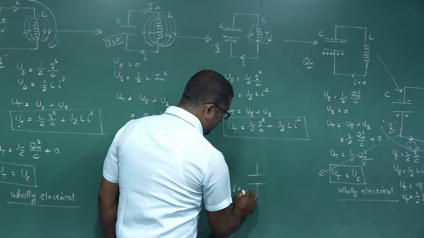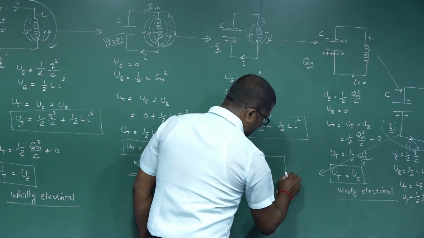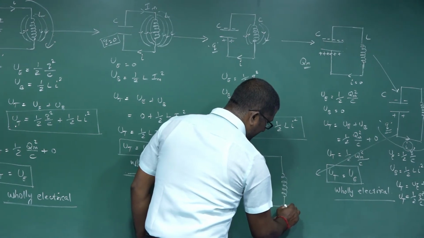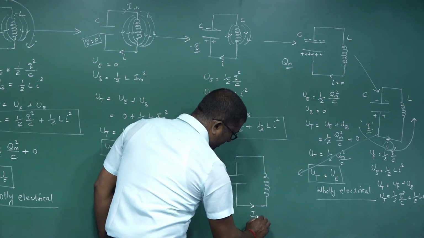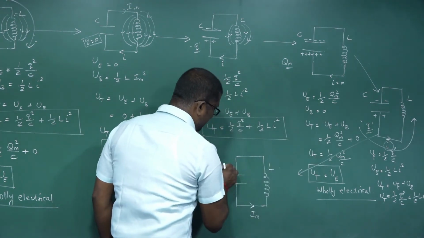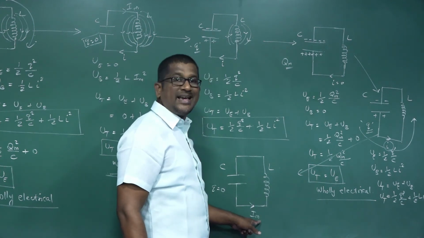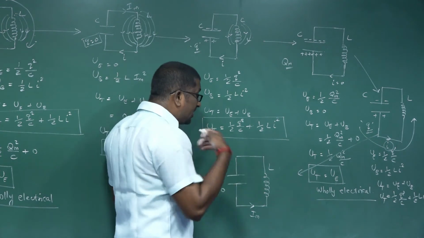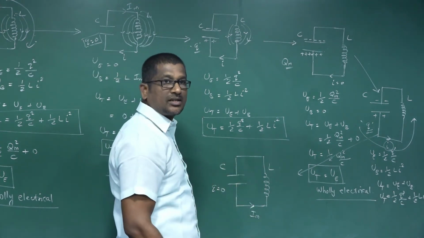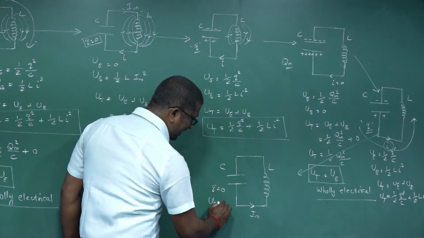That is, the Q value is 0. If the capacitor is completely discharged, the current flowing through the inductor is maximum. It is denoted by I suffix M. But the charge in the capacitor is 0 because it is completely exhausted or completely discharged. So there is no charge in the capacitor, so the electrical energy value is 0.